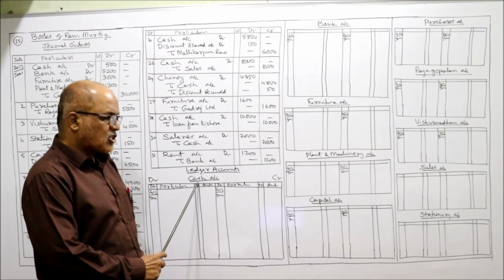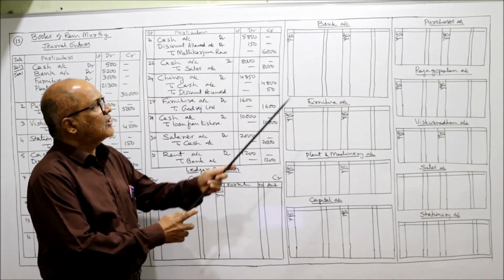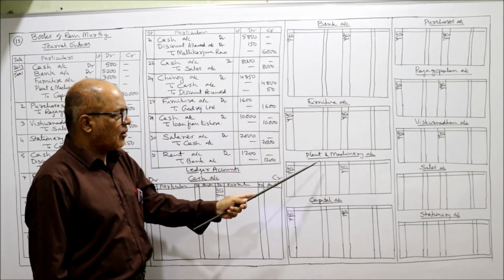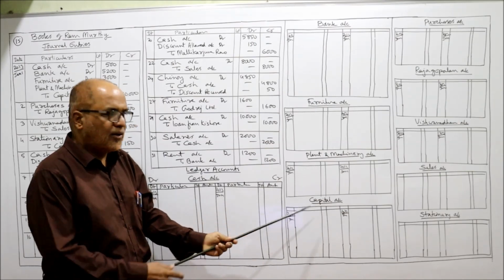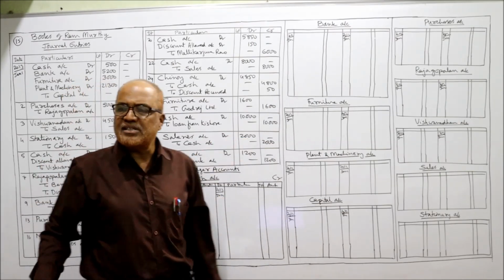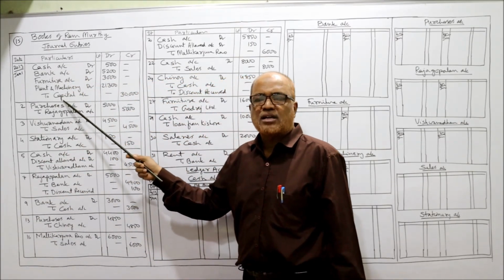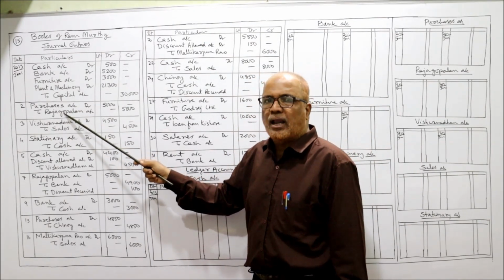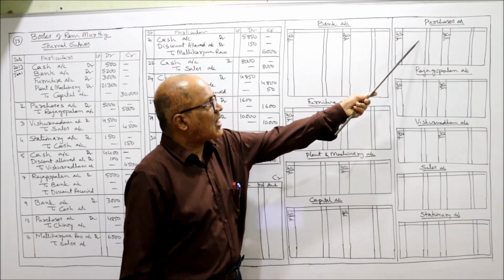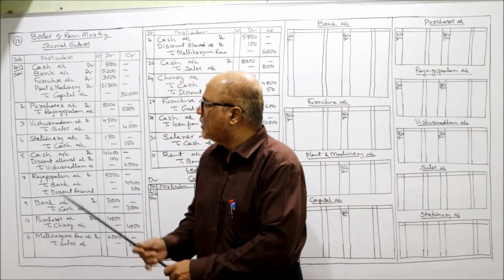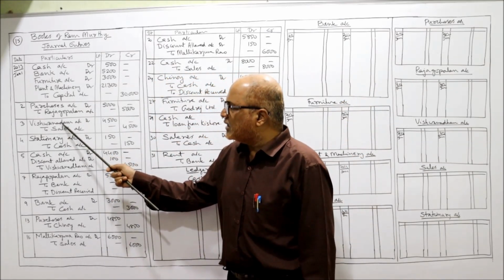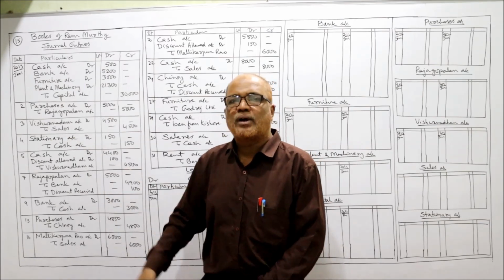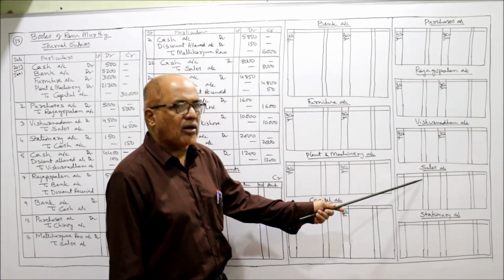Here, cash account. First one, cash account. Then bank account, furniture account, plant and machinery account, capital account. 5 accounts are over. In the first transaction, 5 accounts are affected, 5 accounts I have opened. Then purchases account, Rajagopalan account. I have made purchases account, I have made Rajagopalan account. Second entry. Third, Vishwanathan account, data to sales. So Vishwanathan account, sales account.